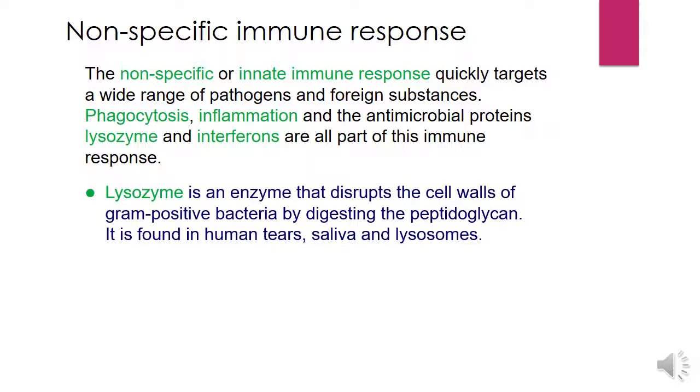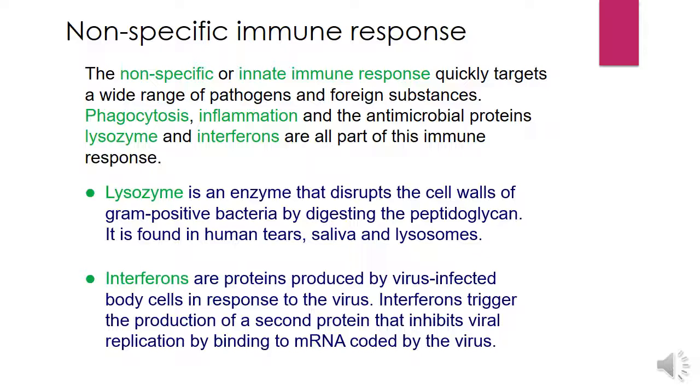Lysozyme is an enzyme that disrupts the cell wall, so it lyses, it pokes them, it pierces them. It works on gram-positive bacteria, which you should have learned about in biology, and it digests the peptidoglycan. Lysozymes are found in tears, saliva, and then lysosomes that carry them around. If you look at the ending, YME or ZYME, it's an enzyme. So it's lysozyme and it's found in lysosomes.